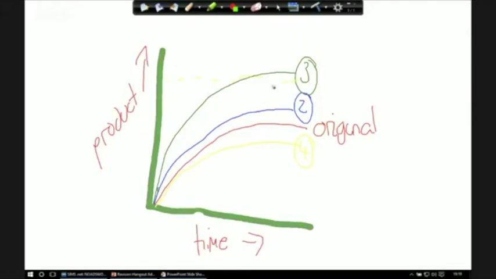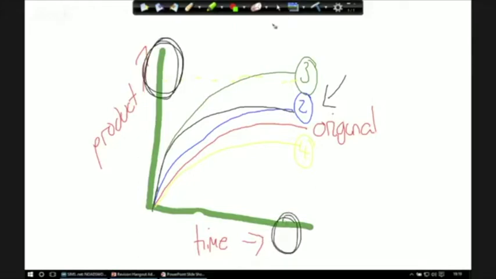Now, it's not correct to say that a faster reaction will necessarily make more product. It might go off a lot quicker, but end at the same point, in this case, as number 2. So just be careful of that. Just look very closely at what they are telling you. How much product are you making and how much time is going through before that product is made?